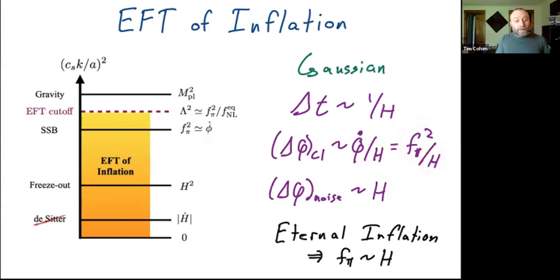And the quantum noise is set again by the temperature of the horizon. The scale of the horizon is set by Hubble. So roughly speaking, you can think of the quantum noise as being of order H. And if you're in this eternally inflating regime, that's where you have taken the pion decay constant to be small enough that it's order Hubble. Okay, and so that's the regime where quantum noise and classical evolution are sort of the same order, and you start to end up in this eternally inflating situation.